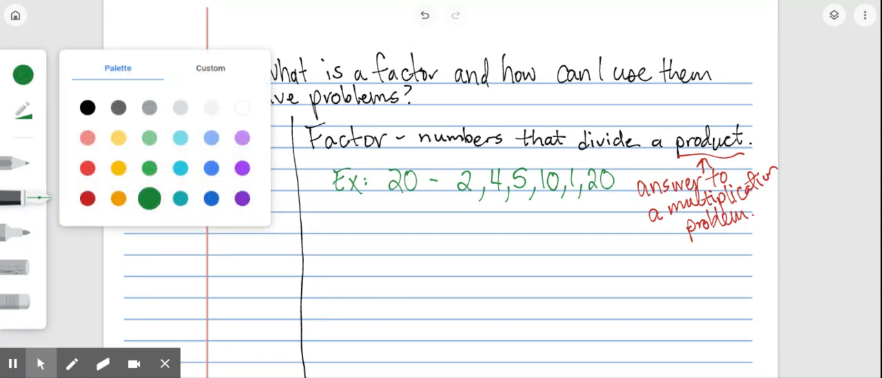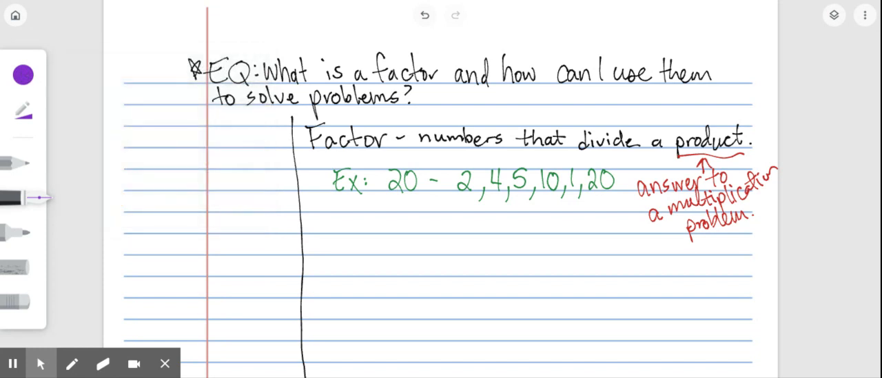So to show that they're factors, I can do 20 divided by 2. And that equals 10, which gives me a whole number, which means that 2 is a factor. These are all factors. I like to annotate my notes so that I know what I'm talking about. So take a second, write something over here about what a factor is in case you're having a little bit of trouble. So look at my notes, figure out what you think a factor is.